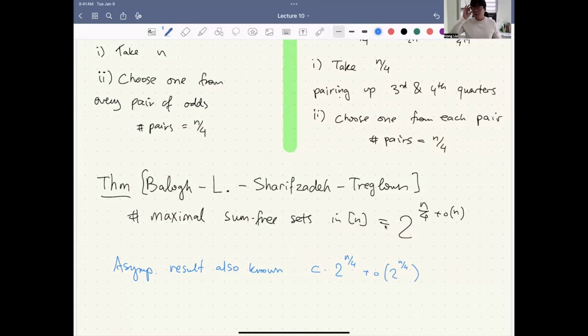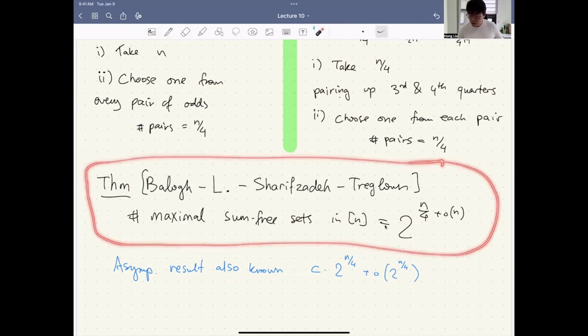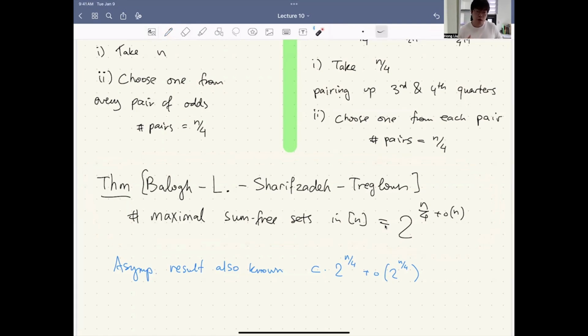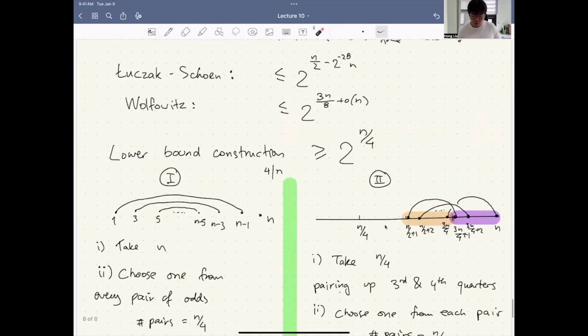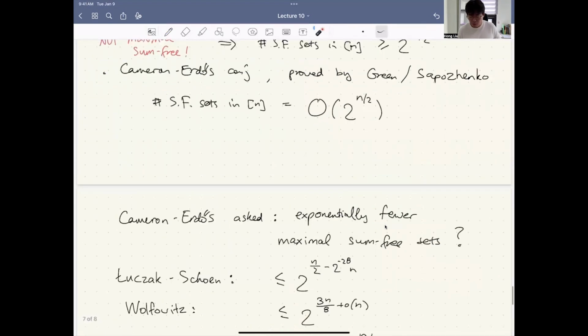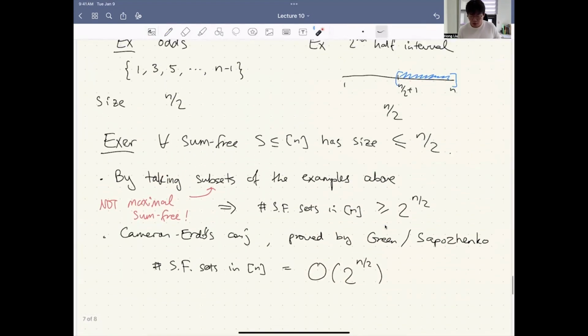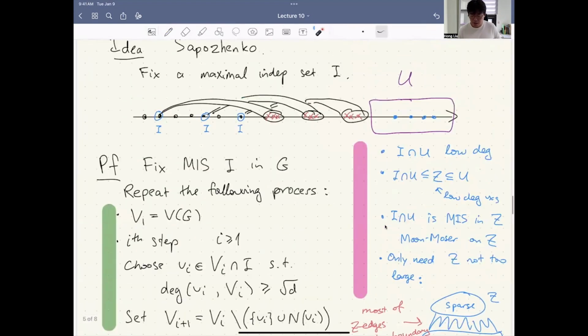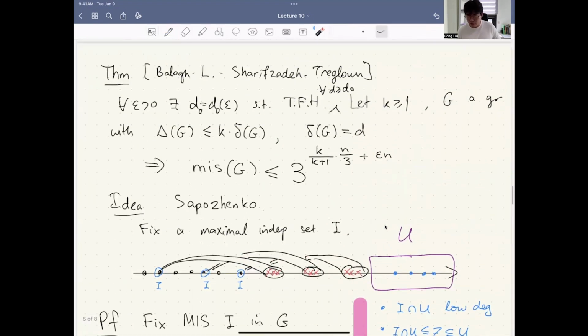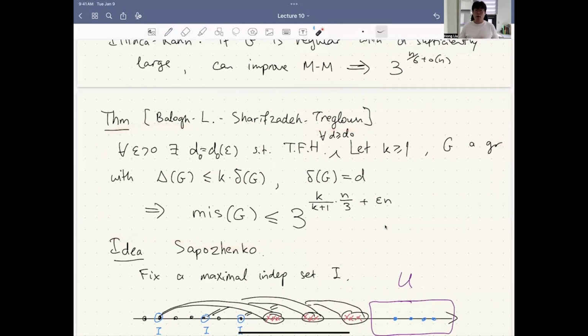So running out of time, next time we're going to see the proof of these results using a container theorem for sum-free sets. And some of the tools that we developed today, for example, this bound on maximal independent sets for almost regular graphs, where the degree is sufficiently large. Any questions?